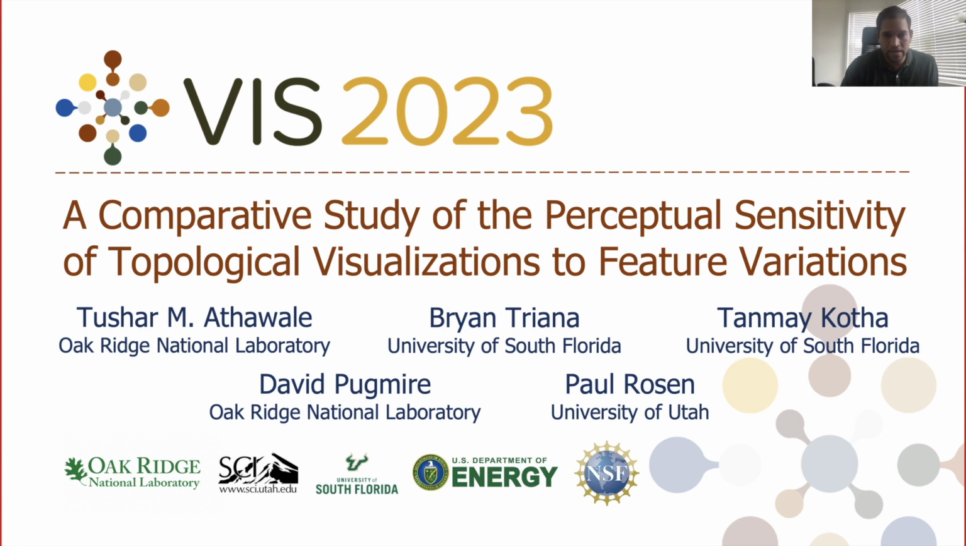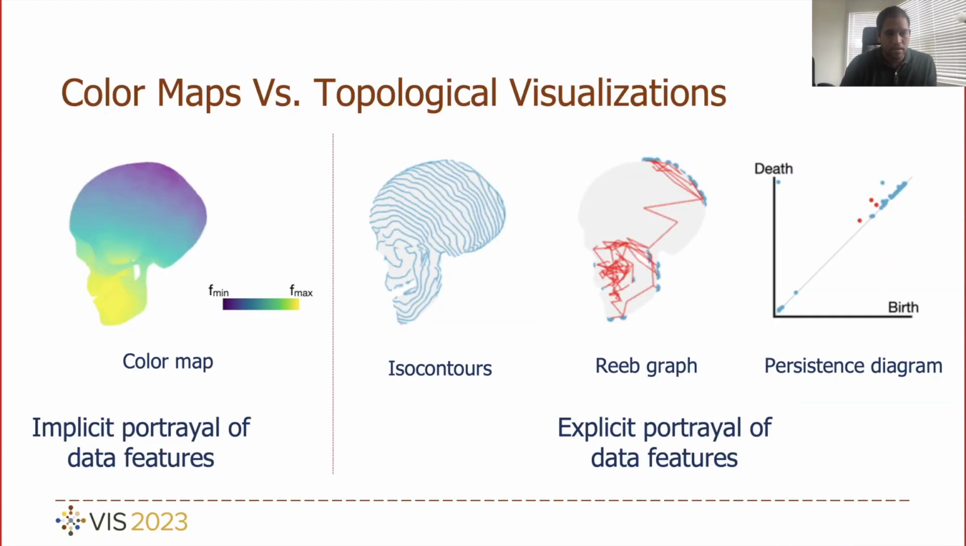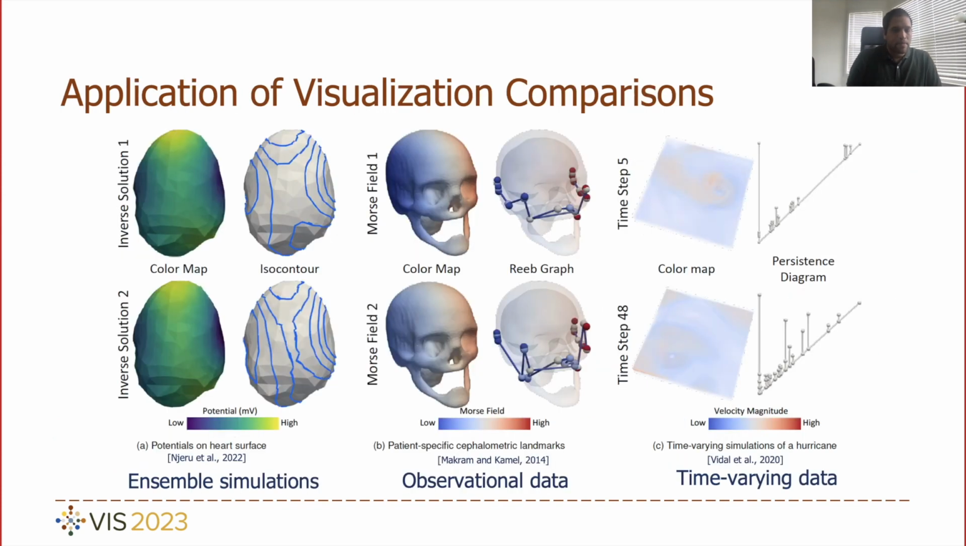Welcome to my talk on our study regarding the perceptual sensitivity of topological visualizations to feature variations. Now, topological data analysis has shown great promise in visualization to help us understand intricate scientific data sets. Topological visualizations explicitly portray important data features such as local minima, maxima, and signal strength, whereas classical color maps implicitly portray these data features. The task of comparing scalar fields is often achieved through their color mapped version or by comparing their topological visualization, as has been evidenced in multiple real world examples, including climate and biomedical sciences.